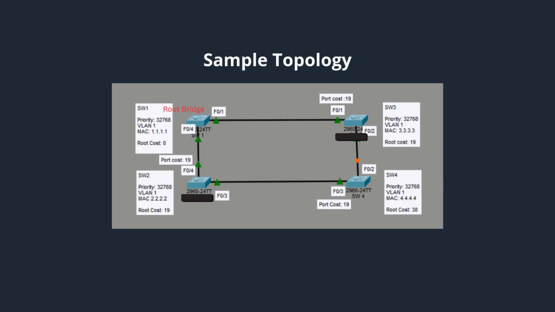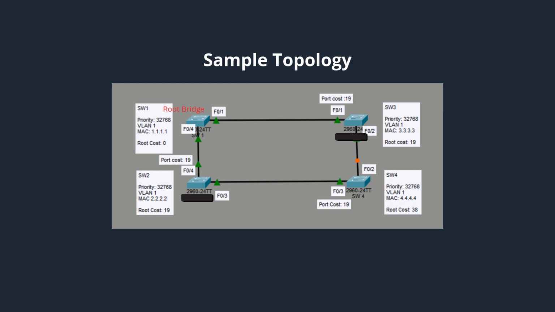But look at SW4. It has a root cost of 38. That's because the shortest path from SW4 to the root bridge is through 2 100 megabits per second links. 19 plus 19 equals 38. These cost values will be critical in determining which ports become root ports and which become blocked.